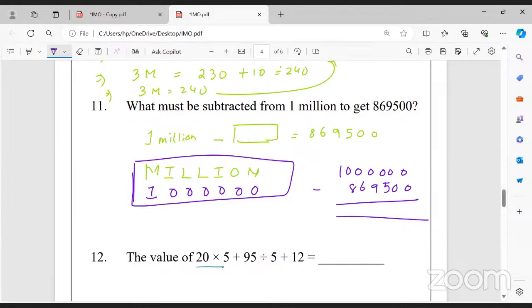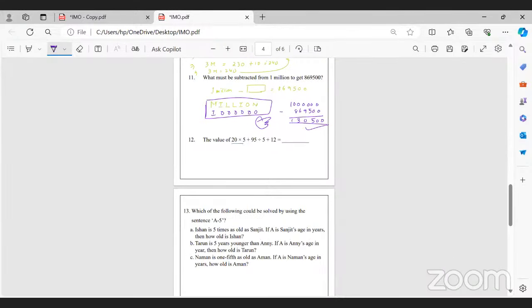Priyanshi, sure, we will practice question number 10 again. I will come with 3-4 types of questions on this only. Okay. That's a promise. Yes, the answer is 130500. That's my answer.